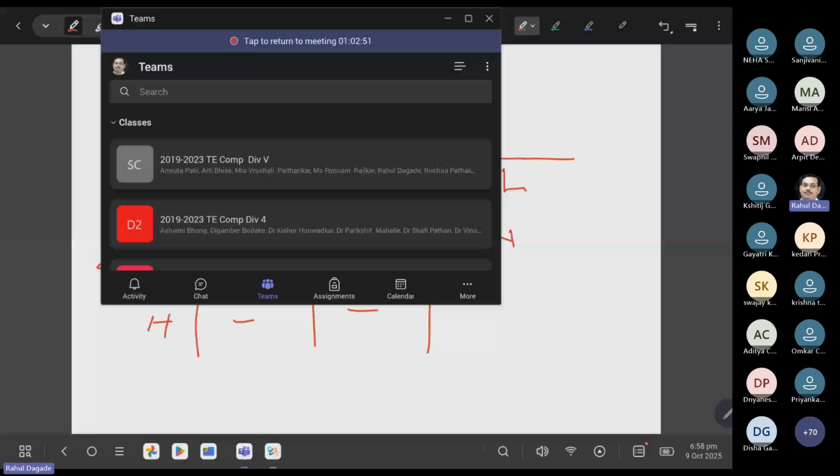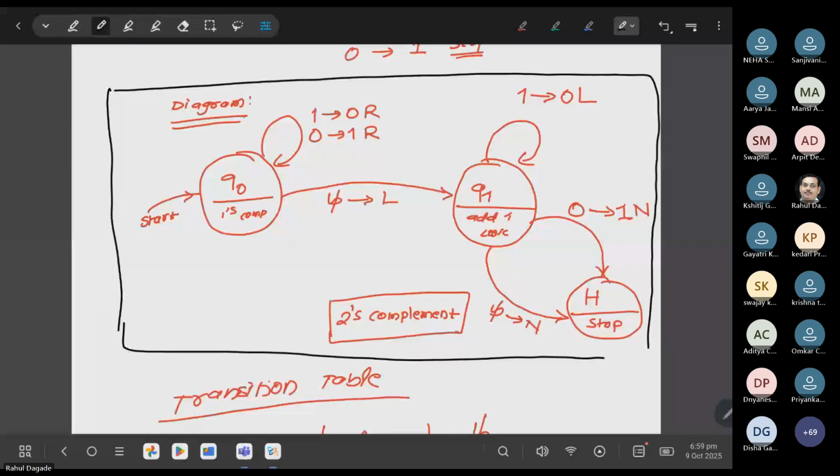Everyone understood this logic? So here we have to show what happens if it gets a blank in the Q1 state. If it gets a blank, then there is no movement of the pointer. So now this is the complete diagram for 2's complement. All of you write it down.